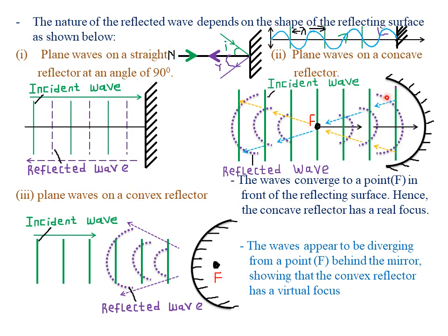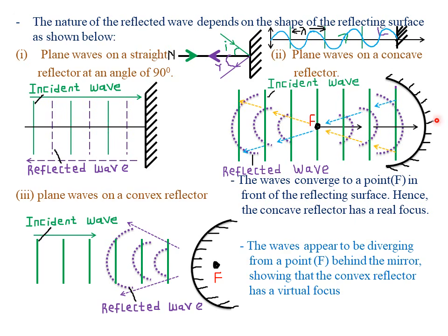So you can see the ones that are in color purple. These ones are representing the reflected waves, which are also in similar shape with the shape of the reflecting surface. Then if it is a concave mirror, they will be converged at a common point, that is at the focal point. So we are saying that the waves converge at a point F, that is the focal point, in front of the reflecting surface. Hence, the concave reflector has a real focus.